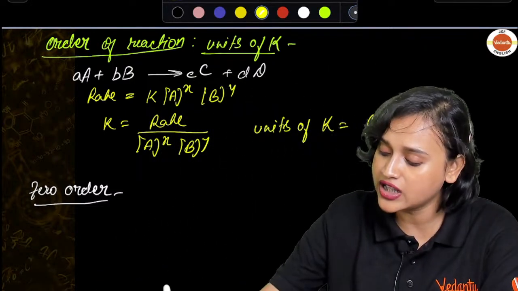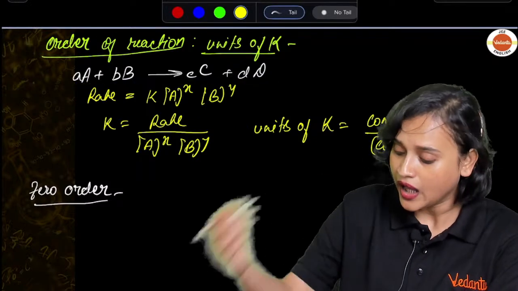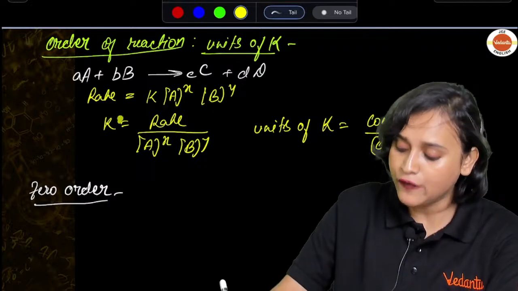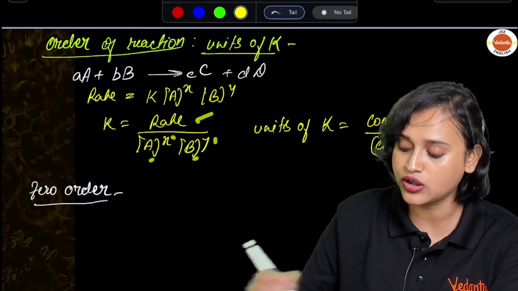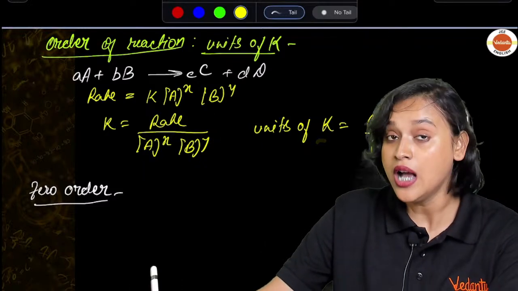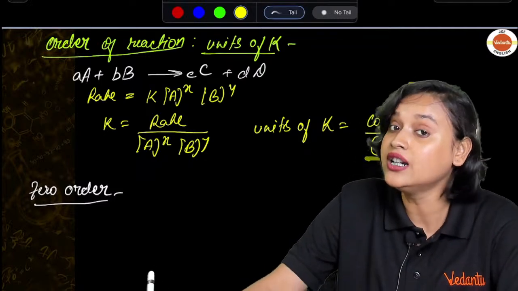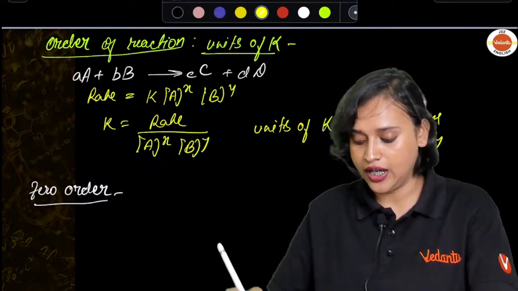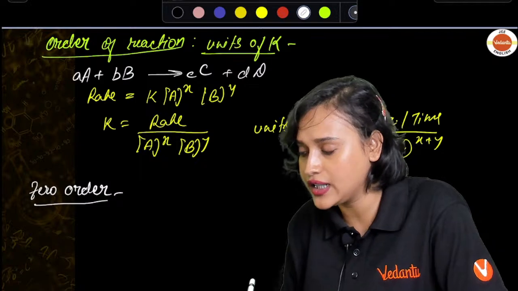We know that we have a general equation: aA plus bB forms cC plus dD. And our rate is proportional to [A] to the power x, [B] to the power y. So, for the rate constant K, we can write it as the rate divided by [A] to the power x, [B] to the power y. The units of K are concentration divided by time, divided by concentration raised to the power x plus y. So, shall we start and calculate for order of reaction 0? Let us try and calculate it for 0 order, okay?